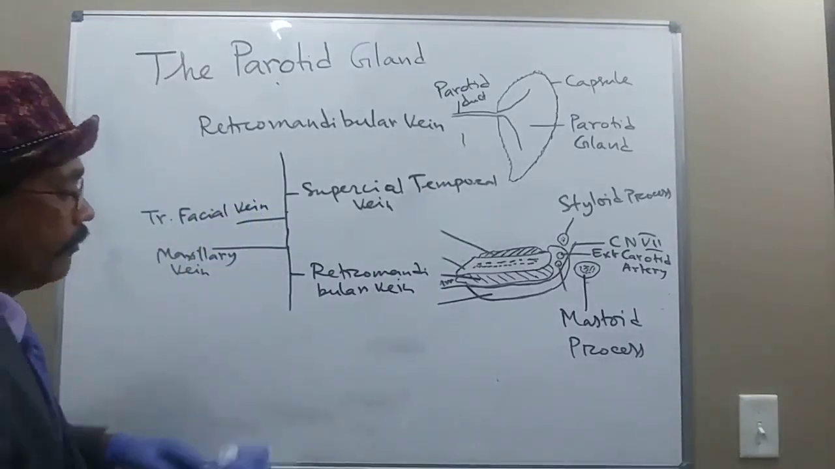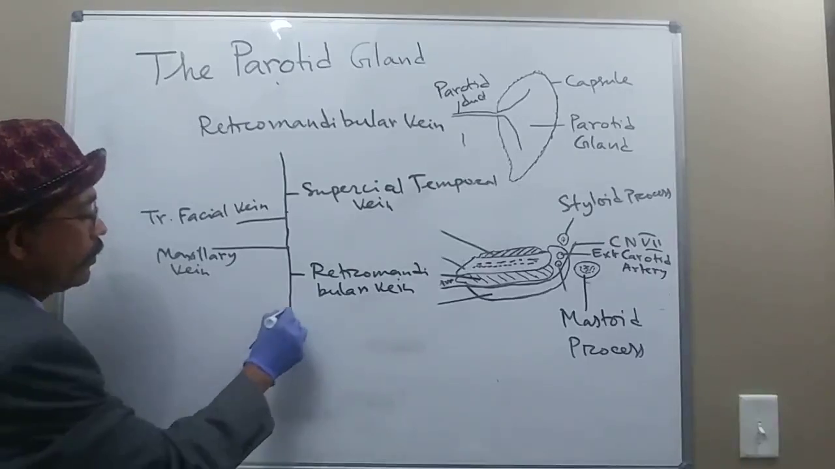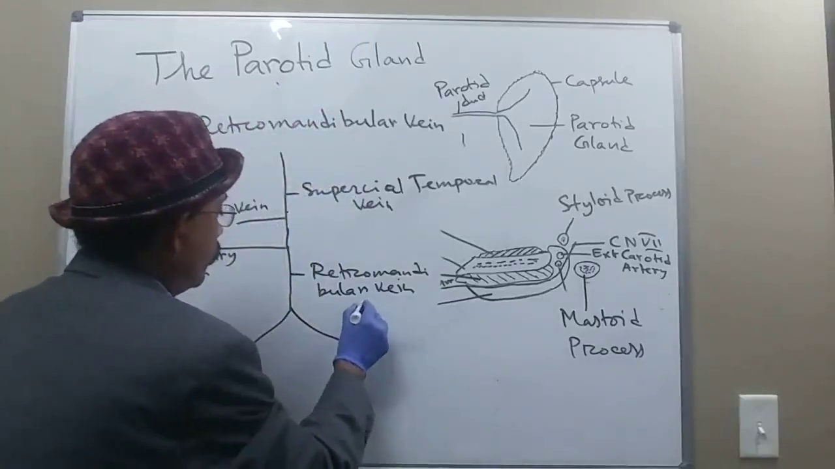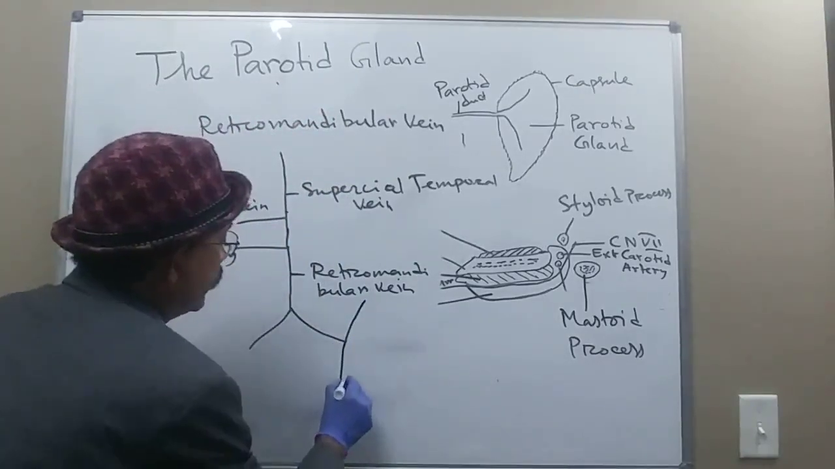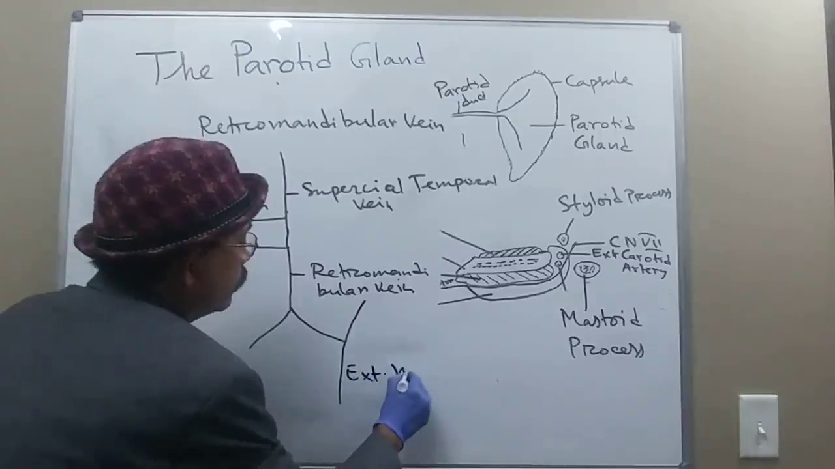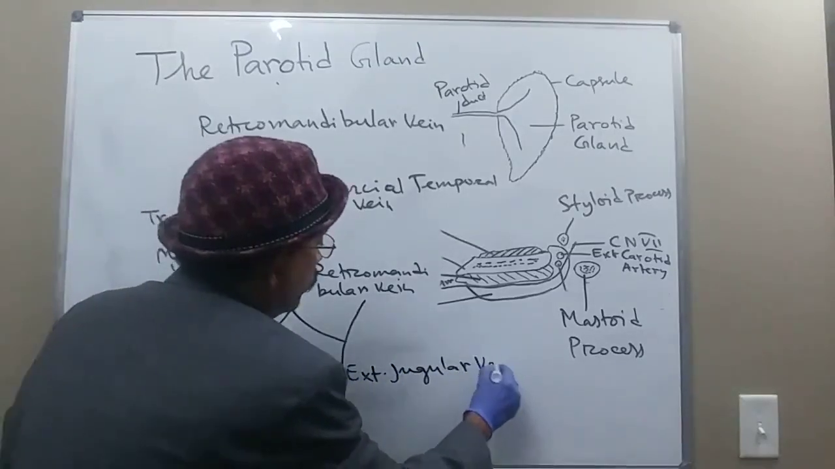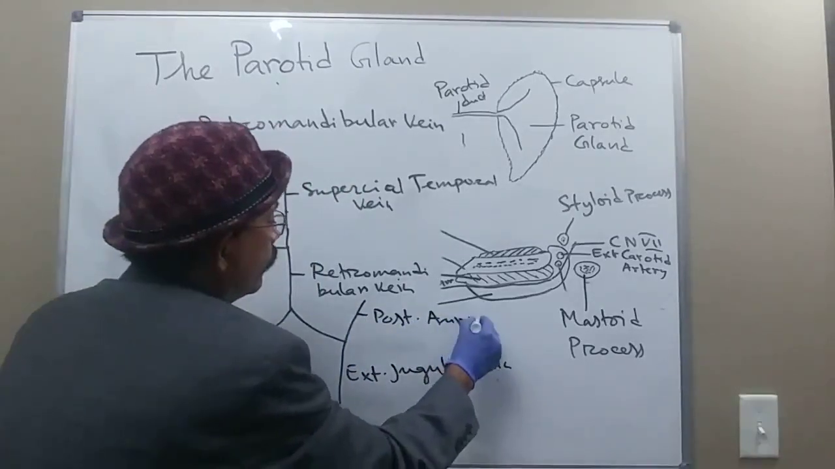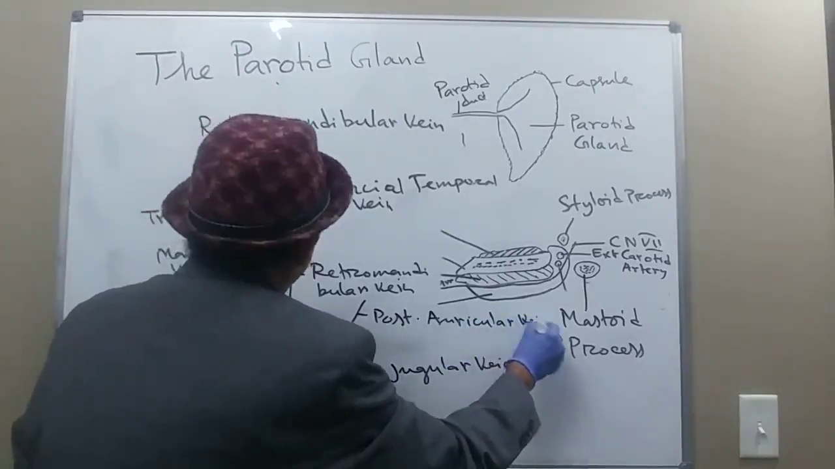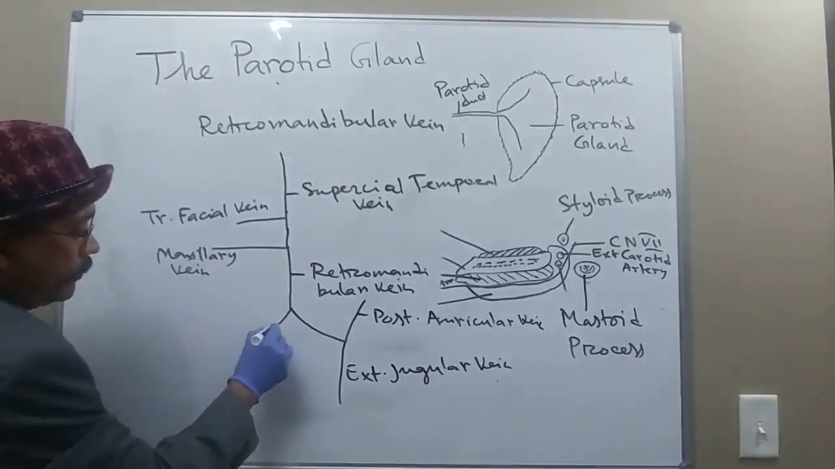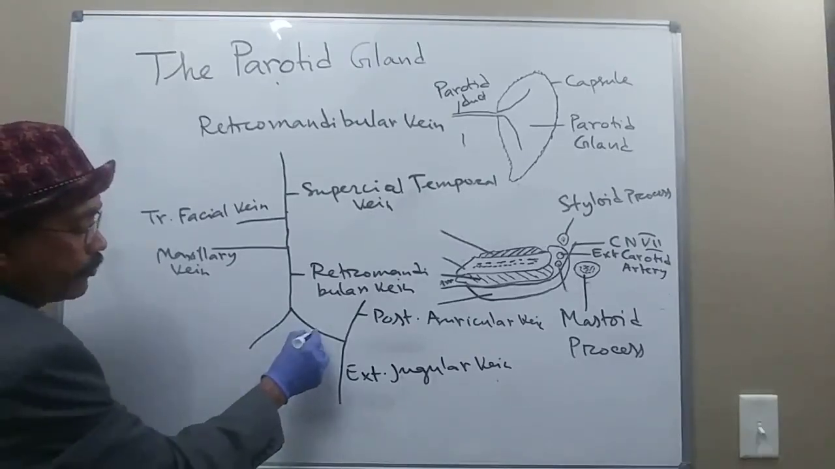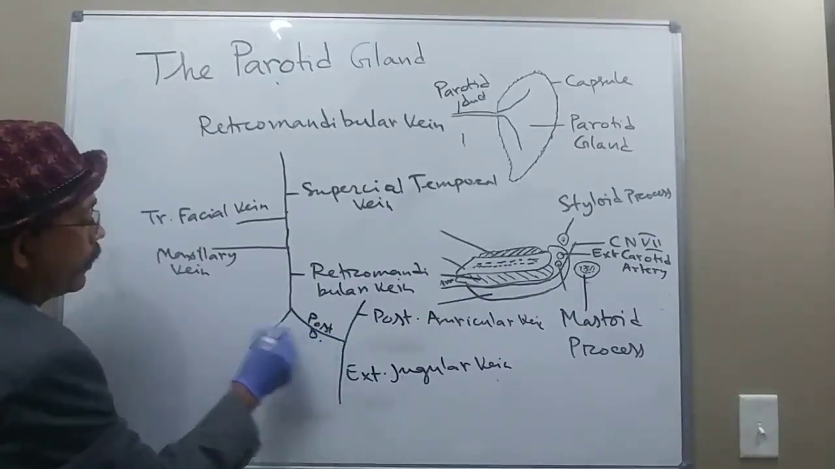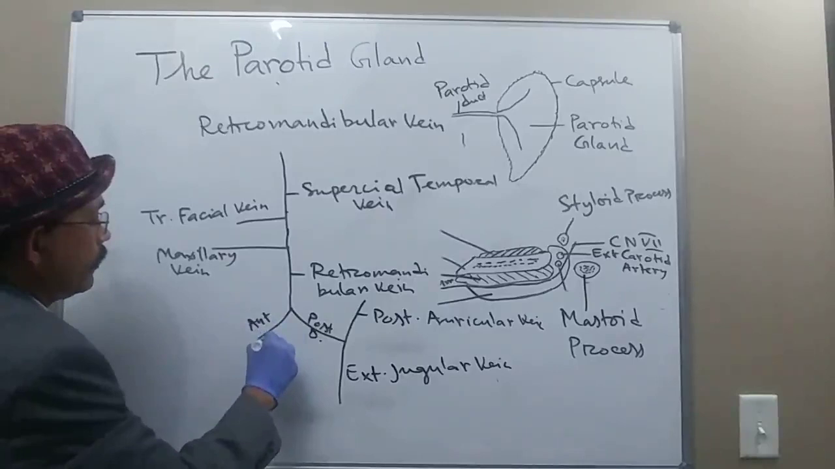The retromandibular vein will be divided into two: anterior division and posterior division. The posterior division will unite with the posterior auricular vein to form the external jugular vein. This is the external jugular vein. This is the posterior auricular vein, and this is the anterior division of the retromandibular vein. This is the posterior division.